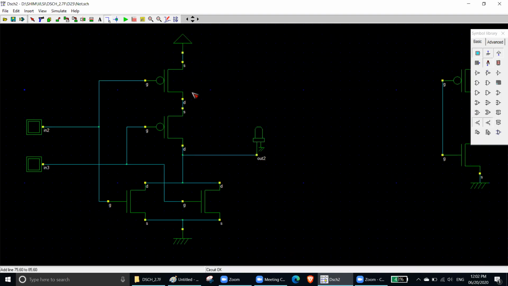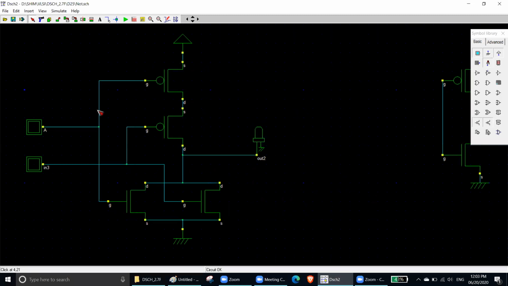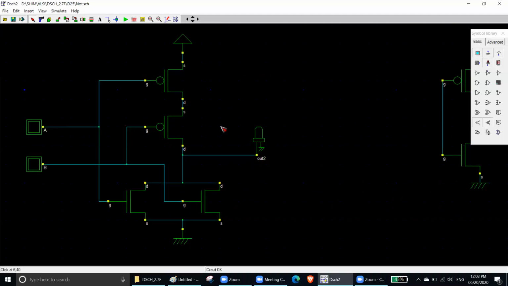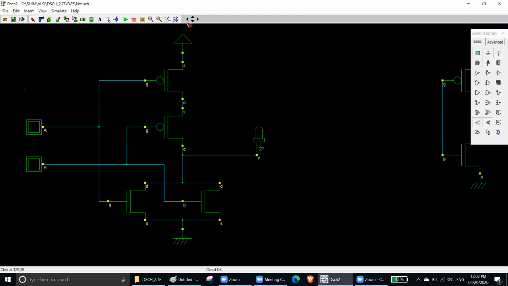Now, I think the connection is completed. If you wish, you can rename it. You can rewrite it as A, rewrite the name as B, and rewrite the output name as Y. Okay, that's it.